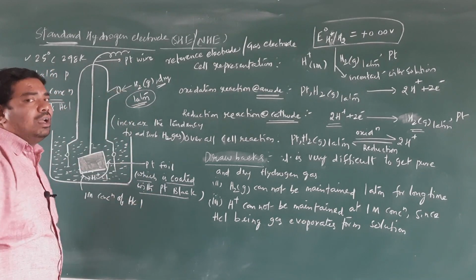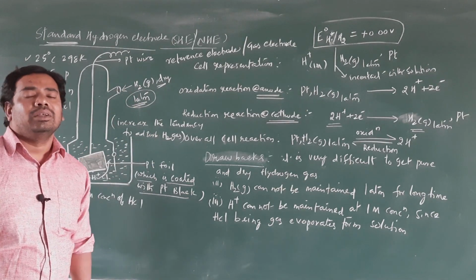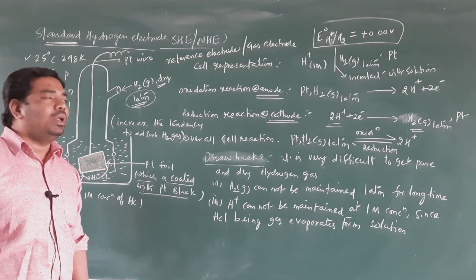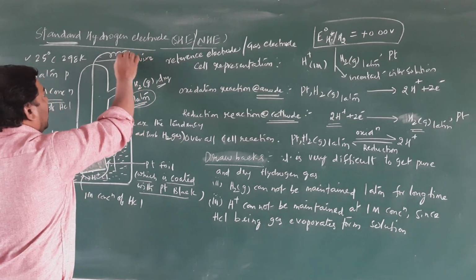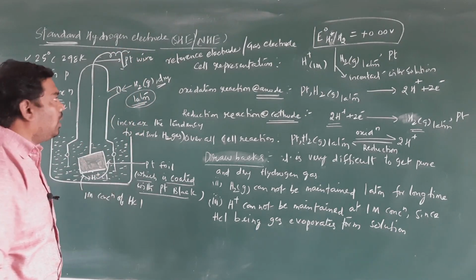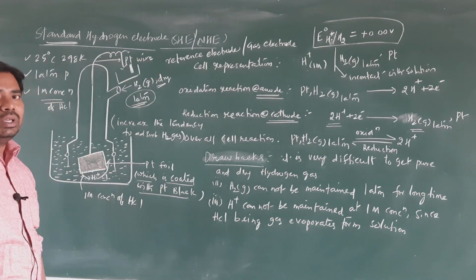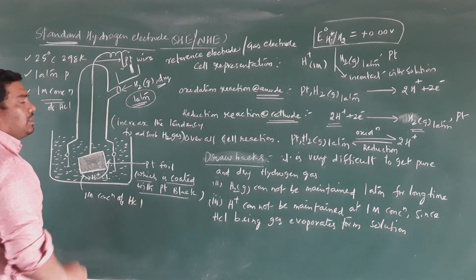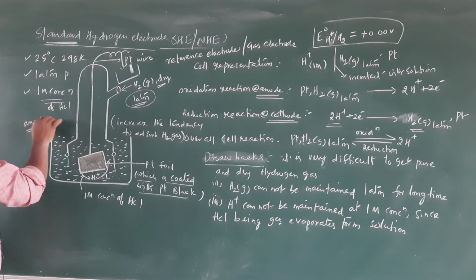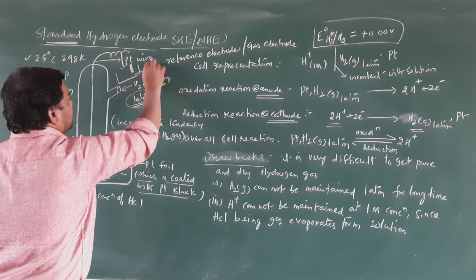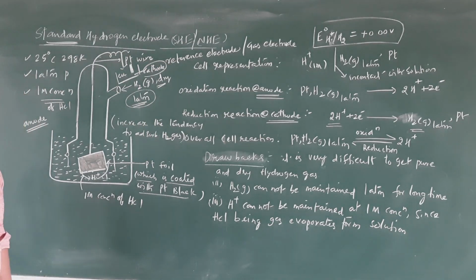If we connect the hydrogen electrode to any other indicator electrode, we can determine the electrode potential difference between the two electrodes. For example, if we connect the hydrogen electrode to the copper electrode, then the hydrogen electrode acts as an anode and the copper electrode acts as a cathode.